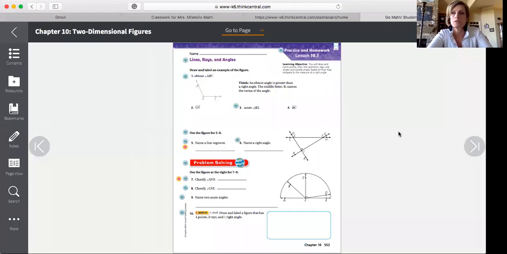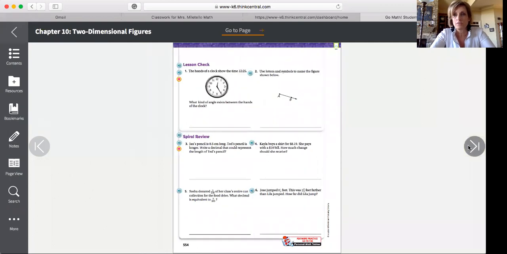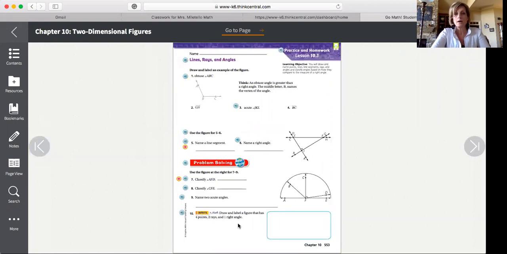All right, so I wanted to go over the pages that you have to do for Go Math today and just give you some instruction on the same concept that you did the 4 pages on yesterday, which is lines, rays, and angles. So your assignment is to do page 553, and also page 554. Just like yesterday, you do not have to print.